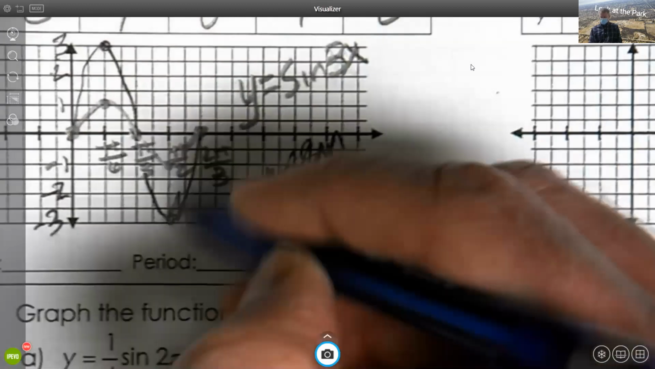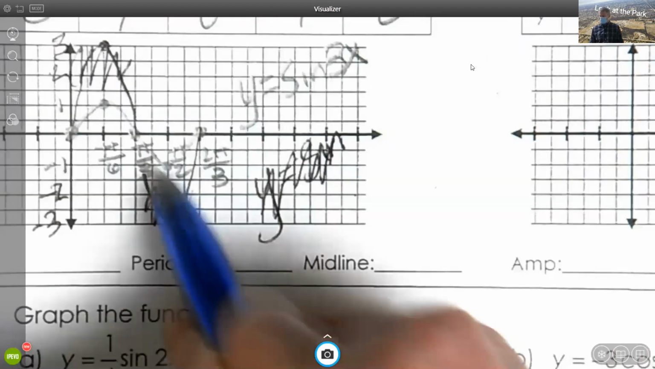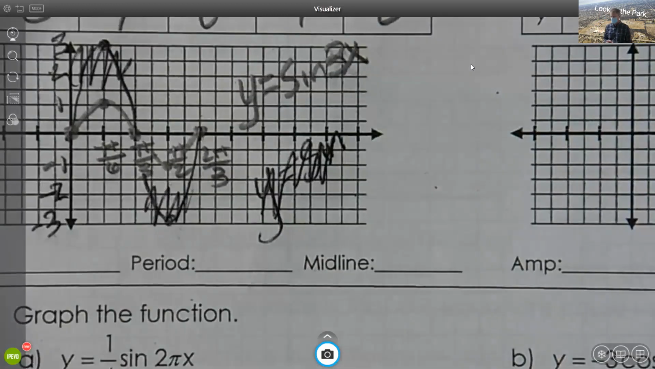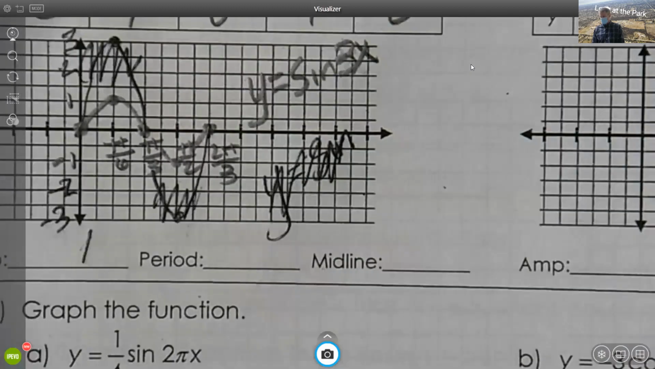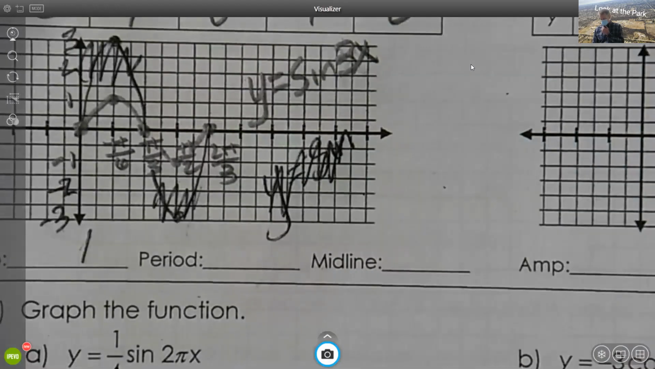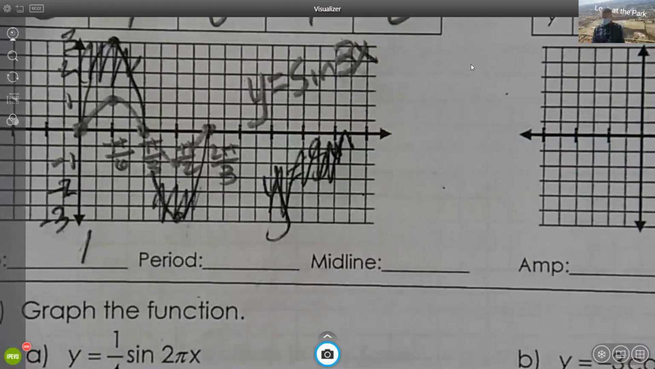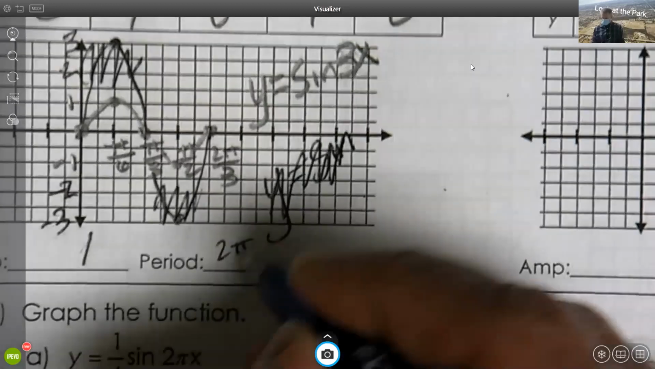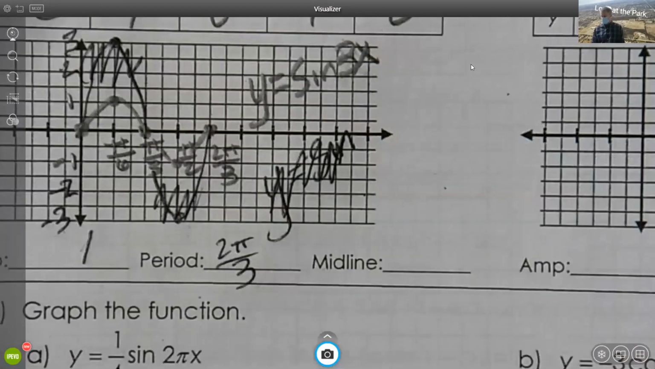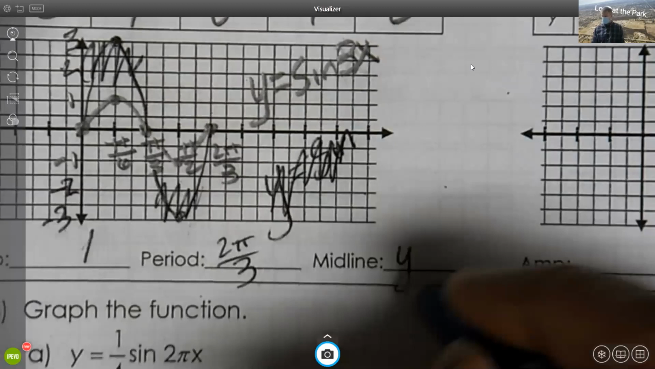Sorry about that. That graph was our only graph, right? So our amplitude was 1. The period, we calculated the period up top, as 2 pi over 3. And the midline was still y equals 0.